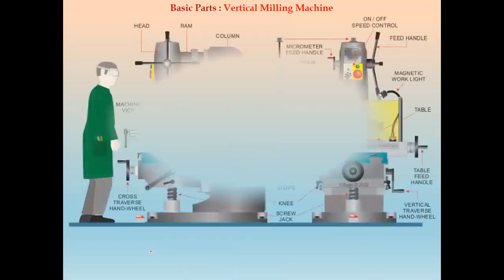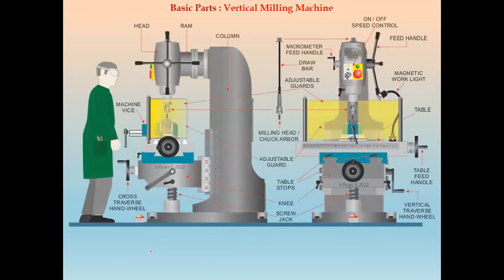Now we have another machine, called the vertical milling machine. If you see this vertical milling machine, it is like a drilling machine. The only difference is that we use a milling cutter instead of a drill bit or drill tool. Here there is a mill tool. All other components are almost the same as those of the horizontal milling machine.